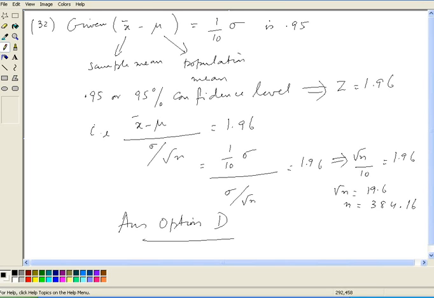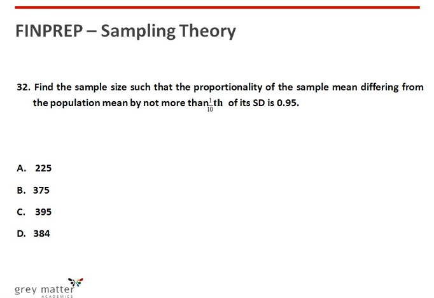So the best option is option D. Going back to our PowerPoint presentation, the sample size works out to be the D option, which is 384.